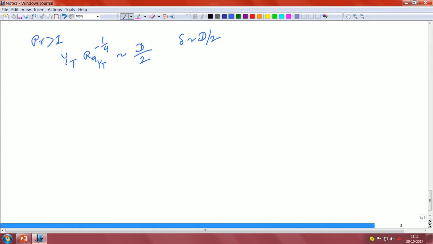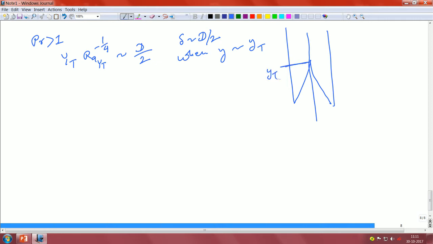Okay, when y becomes of the order of yt, in this regime the two layers are merging with each other. So, I am talking about this. This is y. When y approaches yt, delta should approach d by 2 also. That was the whole point in the argument that we are putting forward over here. So, that is the first expression.